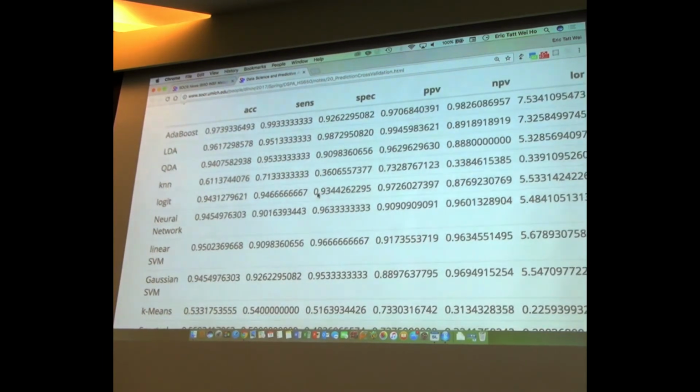Now, the log odds ratio. When you have one of these tables, there is quite a bit of variation, but look at the log odds ratio for adaptive boosting. 97% accuracy. Sensitivity and specificity exceeding 93%. Log odds ratio 7.5, huge.